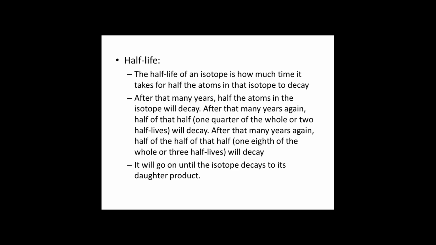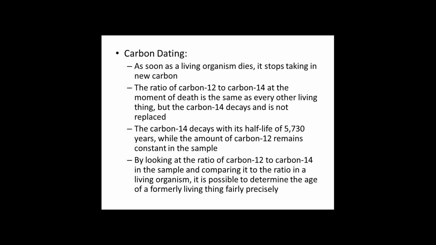Okay, I'll just continue. One example of radiometric dating that is widely used is carbon dating. So we're going to use this as an example to help us more fully understand radiometric dating. For carbon, as soon as a living organism dies, it stops taking in new carbon. And so the ratio of carbon-12, which is regular carbon, to carbon-14, which is the radioactive isotope, at the moment of death is the same as every other living thing, but the carbon-14 decays and is not replaced.